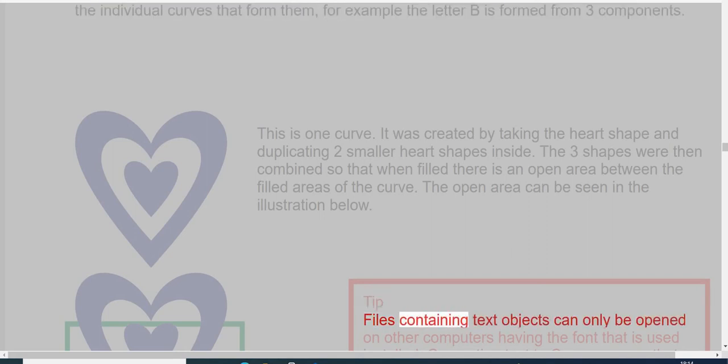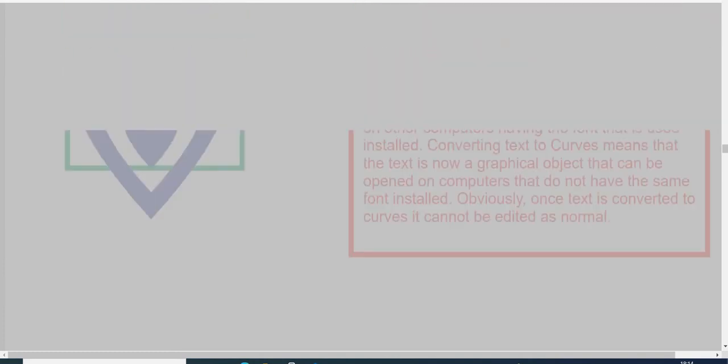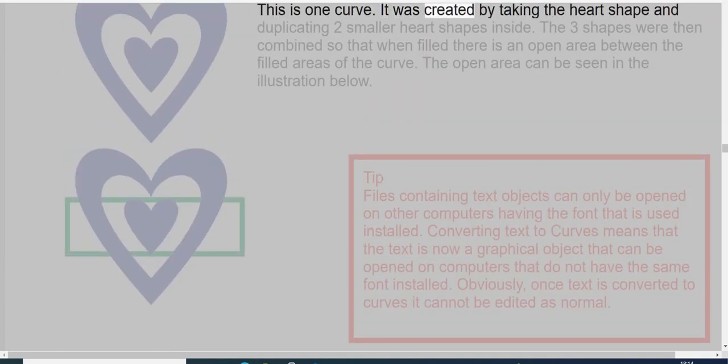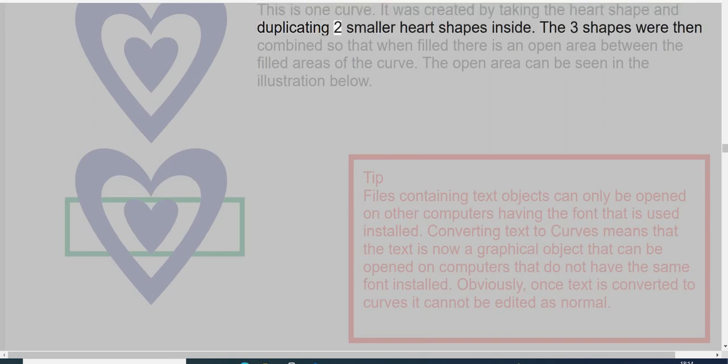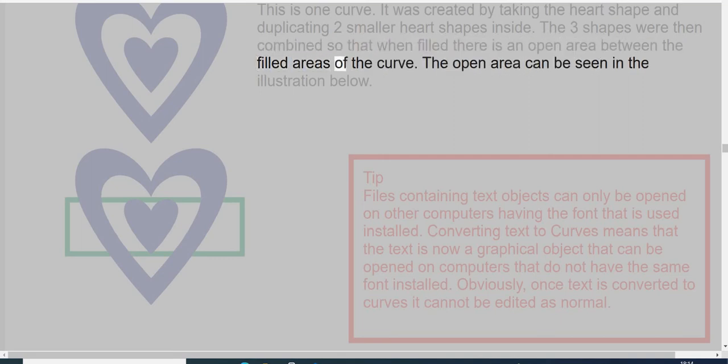Files containing text objects can only be opened on other computers having the font that is used installed. Converting text to curves means that the text is now a graphical object that can be opened on computers that do not have the same font installed. Obviously, once text is converted to curves, it cannot be edited as normal. This is one curve. It was created by taking the heart shape and duplicating 2 smaller heart shapes inside. The 3 shapes were then combined so that when filled there is an open area between the filled areas of the curve.